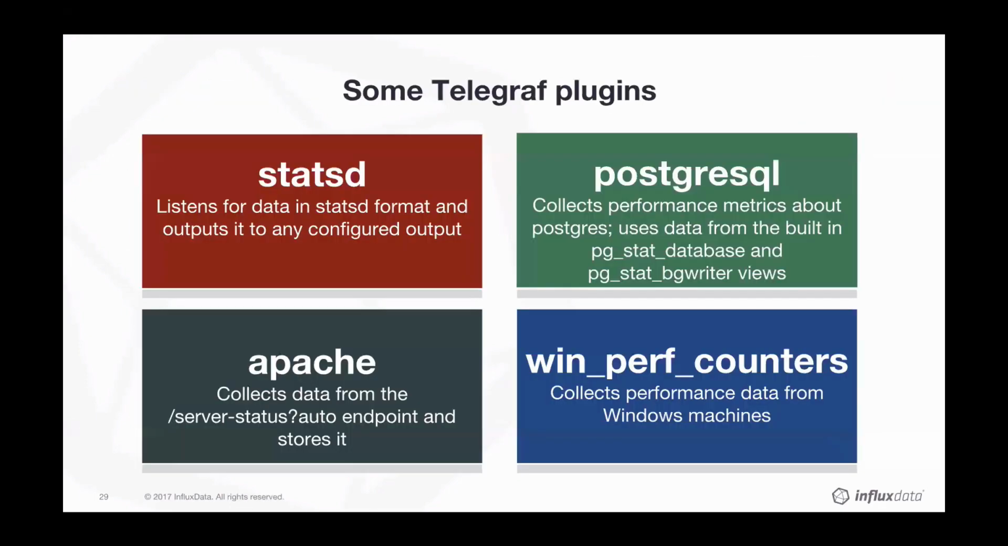I want to provide some examples of Telegraf plugins to give you more of an idea of what's out there. StatsD listens for any data in StatsD format. Postgres is really popular and collects performance metrics about Postgres. We have Apache as well as Nginx plugins, and for any Windows users out there, you can use Win Perf Counters, and that will allow you to collect performance data on your Windows machine.